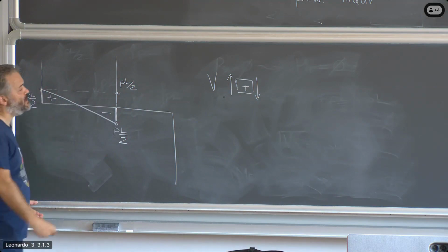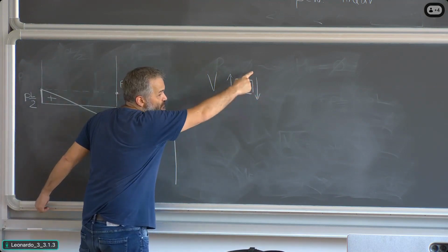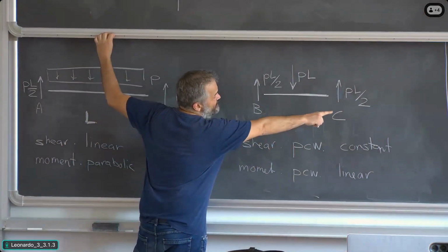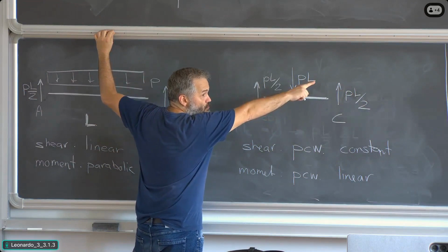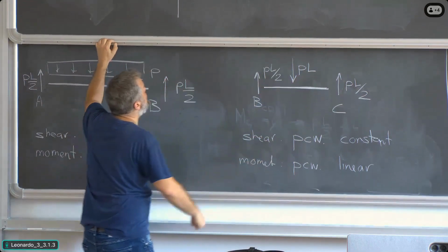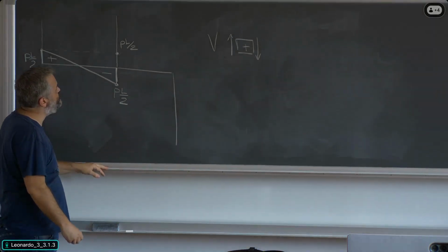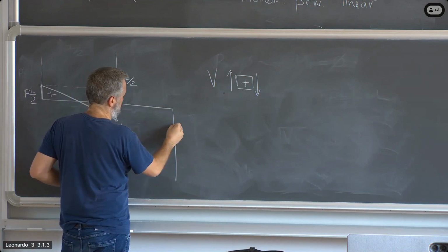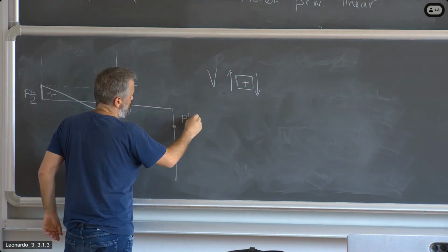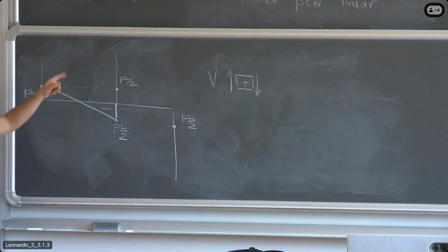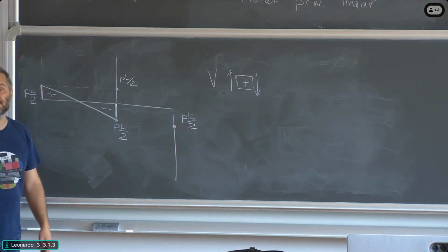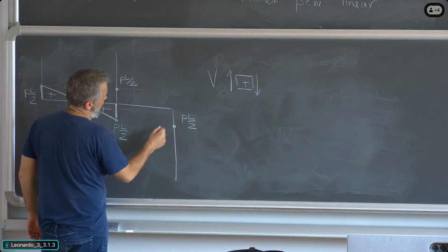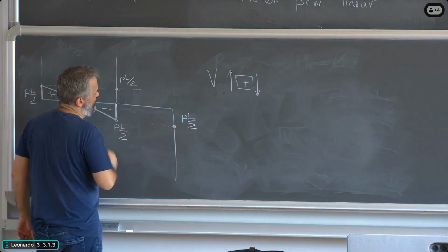What happens at the second end? Second end, positive if downwards. But at BC we have an upward force also at the second end, which means the second end has a negative shear force. I mentioned that the shear force in this beam should be piecewise constant, which means constant in the first half span, constant in the second half span.